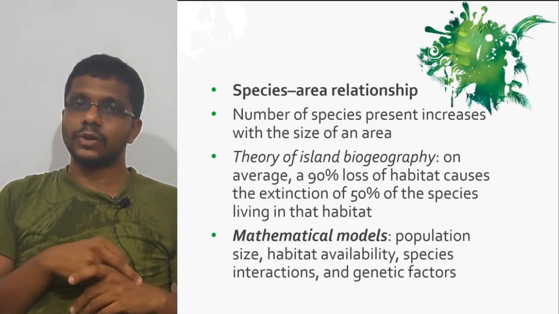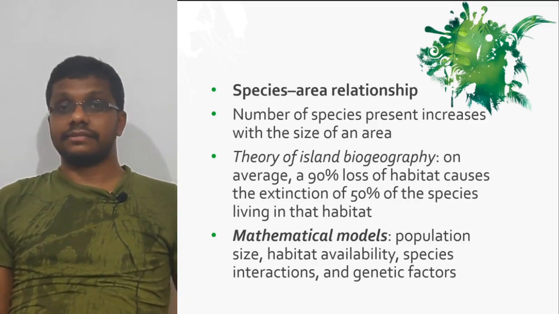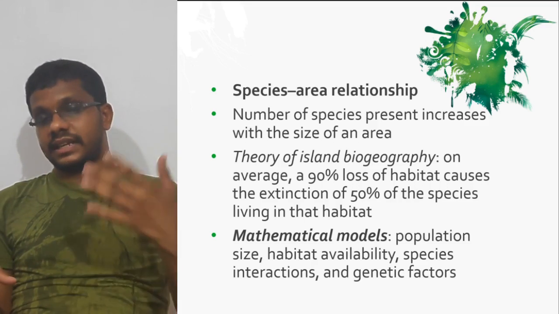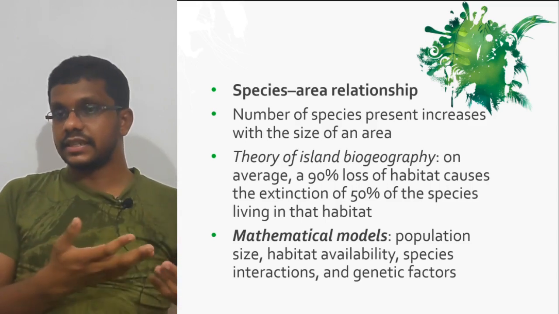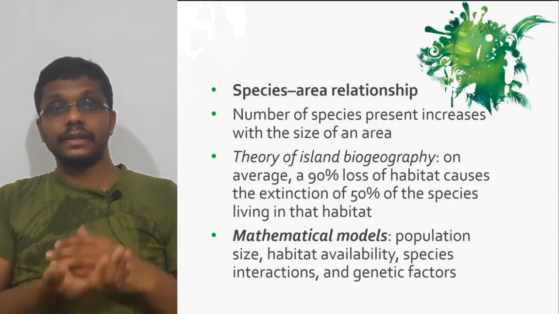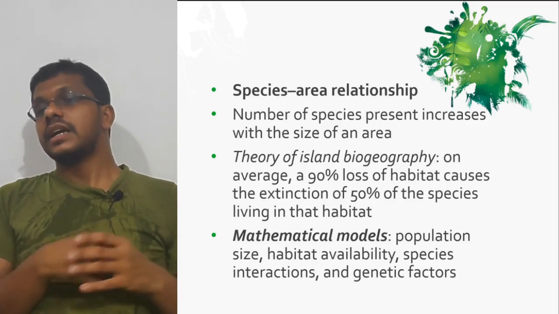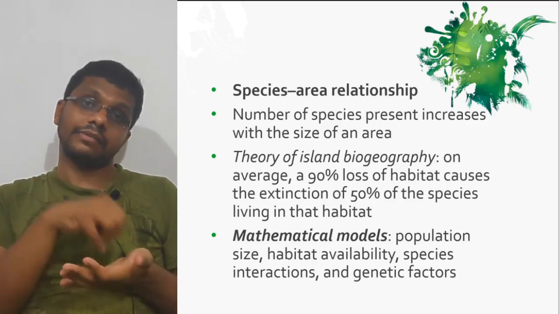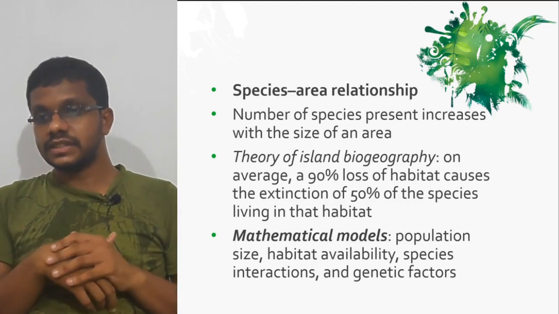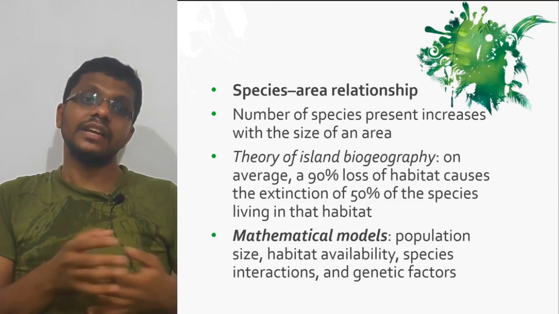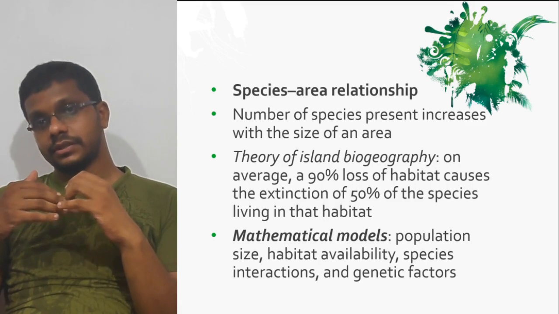And finally, we have mathematical models for estimating the rate of extinction. Mathematical models compile data from different sources, data from the fossils and everything, to model a system for predicting the rate of extinction. It considers the population size of an organism and availability of habitat, whether it is increasing or decreasing, how we are exploiting everything. Then species interaction. If you are considering one species, what are the predators, what are the prey, and how other species interactions are influencing a particular species, and genetic factors. So we are considering all these things. We are creating mathematical models to predict the rate of extinction for the past, present, and future.